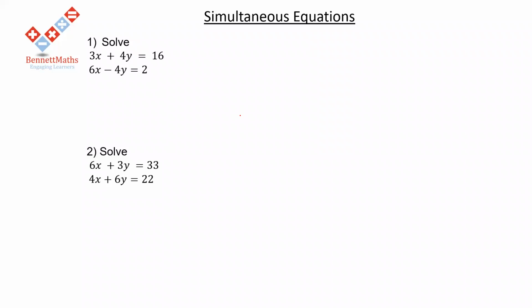So these are potential simultaneous equation questions that you could be asked on your GCSE paper. When you are solving simultaneous equations, you're looking to see if the x's or the y's have the same numerical value. We're not too worried about the signs, we're just looking at the numbers.